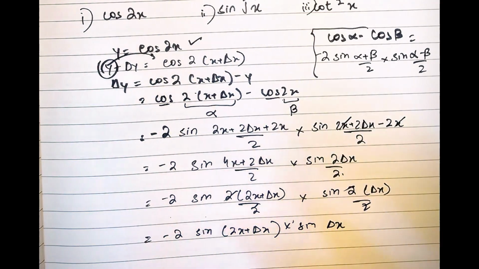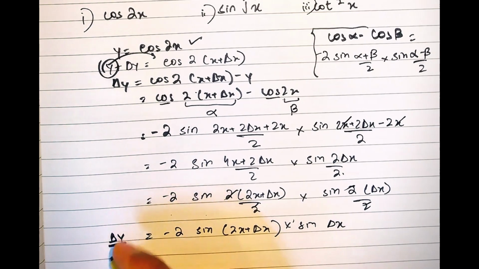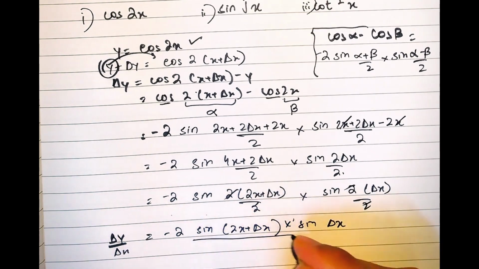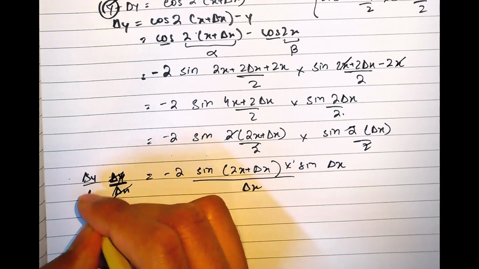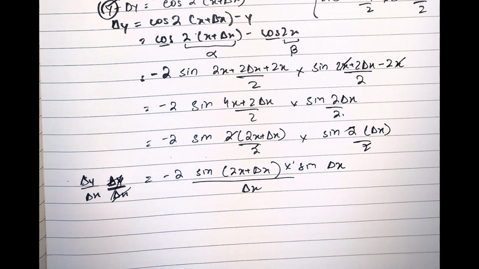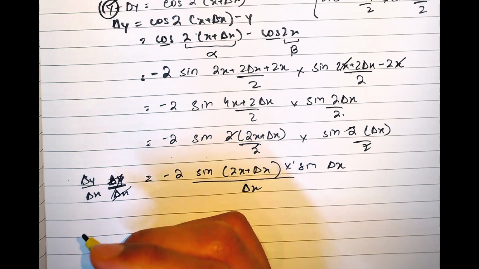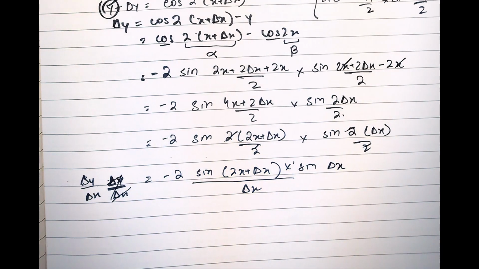Now this was the first step. What was the second step of the first principle method? We have to divide these terms by delta x, so this is delta y divided by delta x. Now what was the third step? We have to apply the limit. So let's apply the limit. Wherever we have delta x, it would be equal to 0.